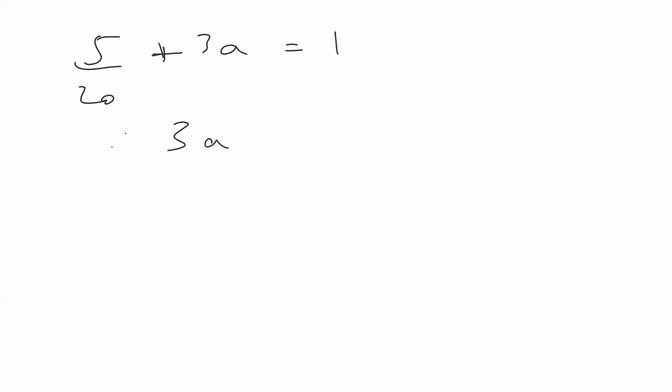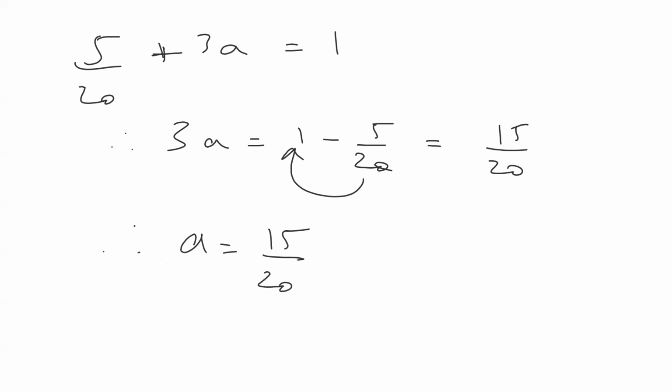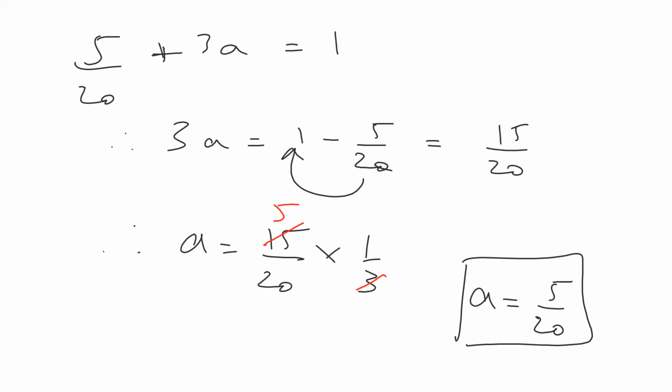So 3a is equal to 1 minus 5 by 20. 20 minus 5, that is 15 by 20. So cross multiply 15 by 20 into 1 by 3. 3 ones are 3, 3 fives are 15. So a is equal to 5 by 20. We got the value of a.